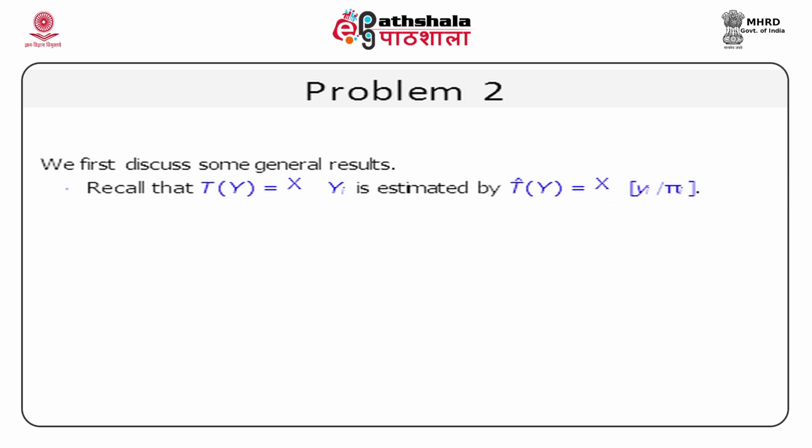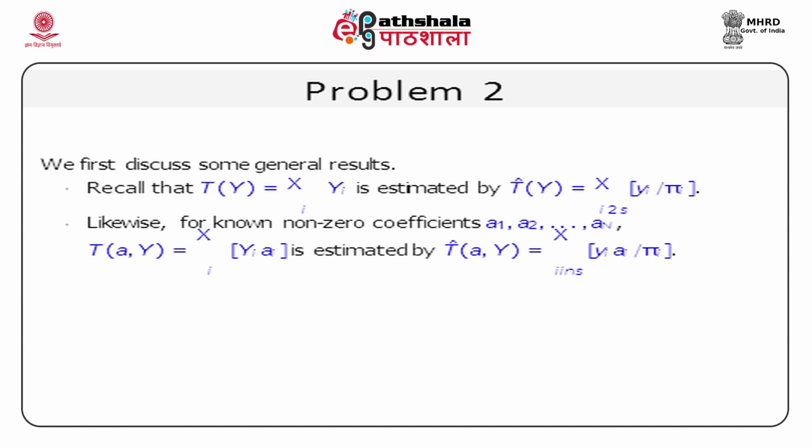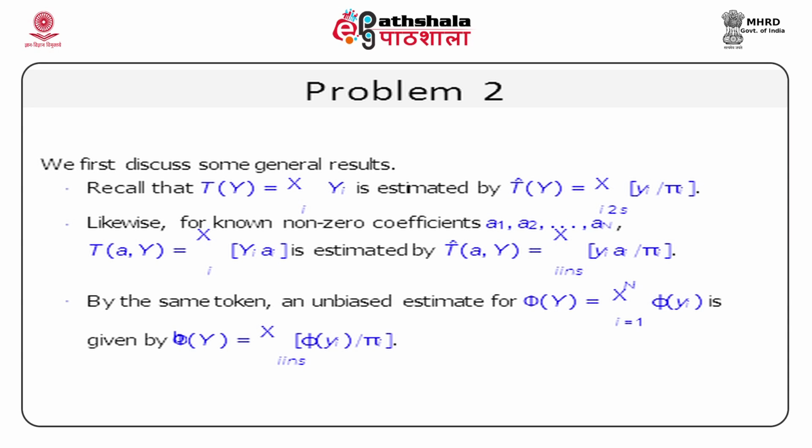Recall that the population total can be estimated by summing over i belonging to S, y_i over pi_i. Likewise, for known non-zero coefficients a_1 through a_N, T(a, y) is equal to the summation of y_i a_i, and this is estimated by the summation over all sampled units of y_i a_i divided by pi_i. Now, by the same token, an unbiased estimator for some function phi of y, the summation of small phi of y_i, is given by phi hat of y, which equals summing over the sampled units phi of y_i divided by pi_i.